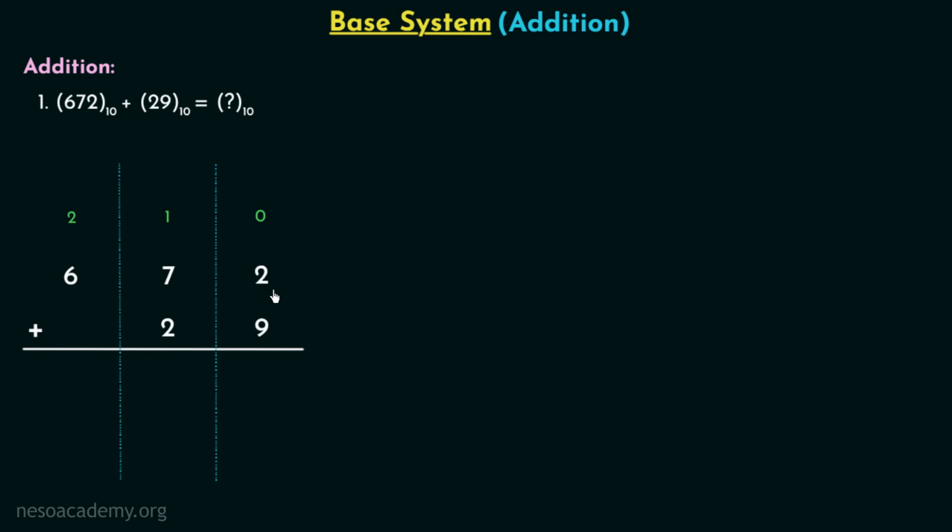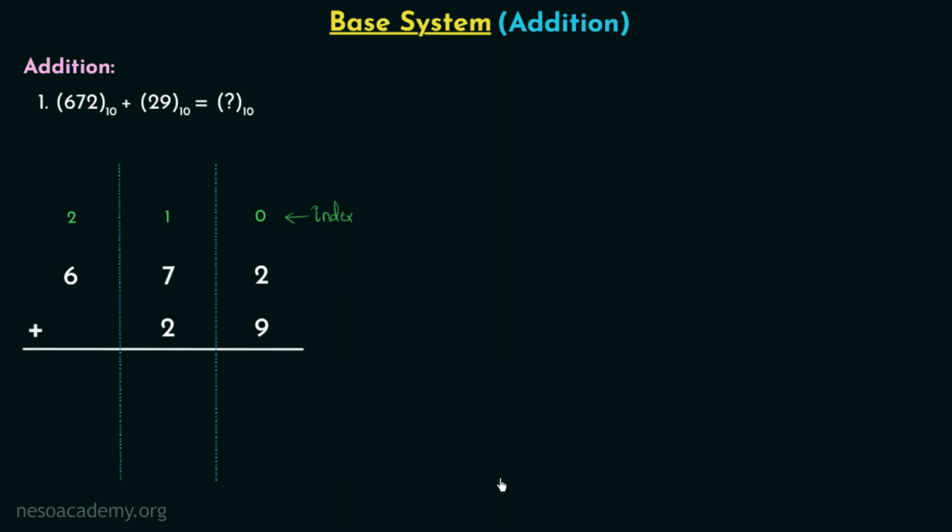So 2 and 9 are placed in the same column because they have the same index. 7 and 2 are placed in the same column because they have index 1. 6 is placed in this column because it has index 2. And the second number doesn't have a third digit, therefore we have left this spot empty. So I hope the placement of the digits of the two numbers is now clear to you. 0, 1 and 2 are the index of the digits in the numbers.